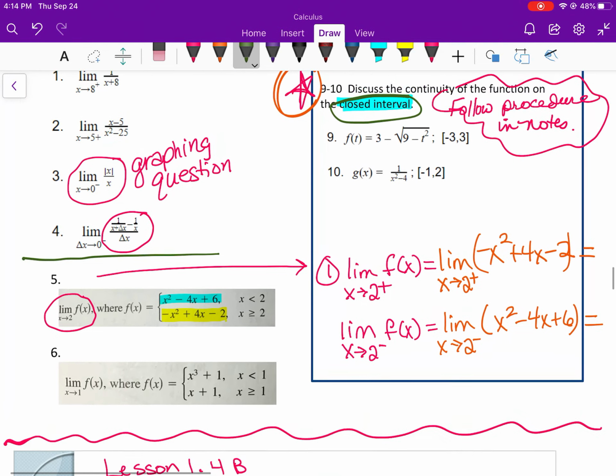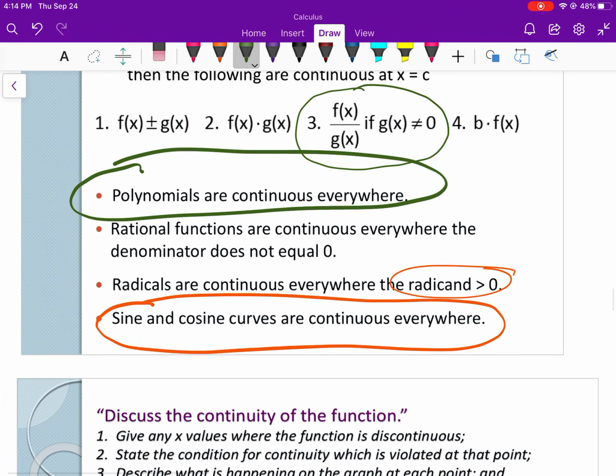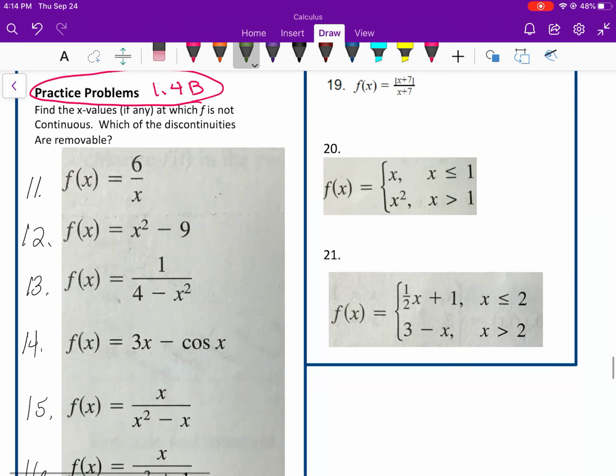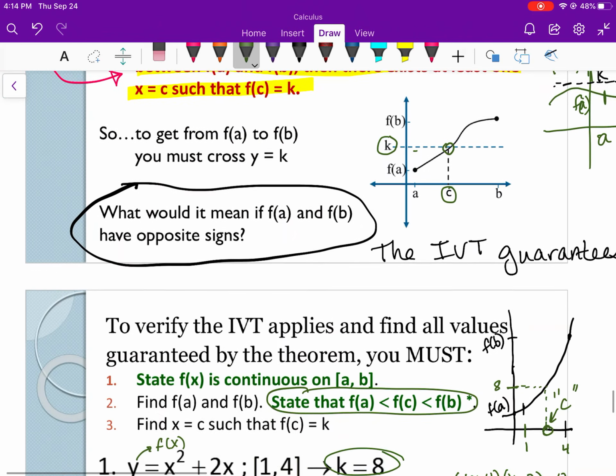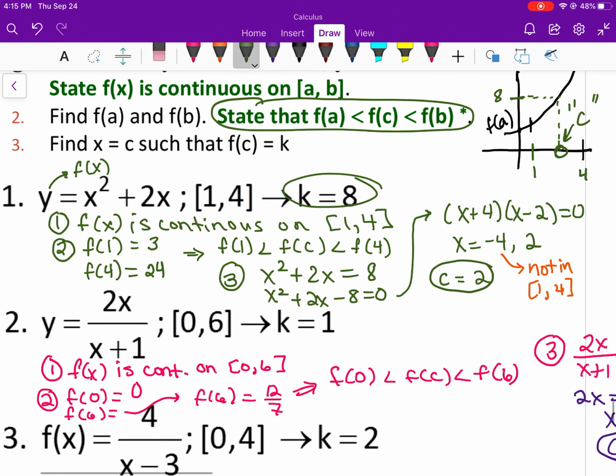Let me keep going here. Right there. So that should have been in Part B's notes. Polynomials are continuous everywhere. So, coming back, here we are. It's continuous then on just a piece.